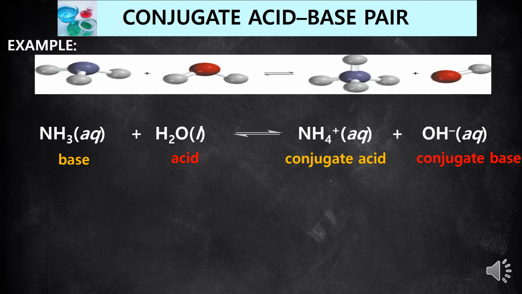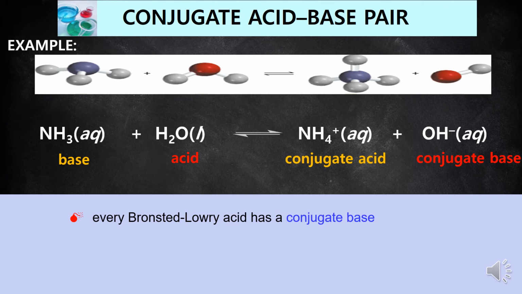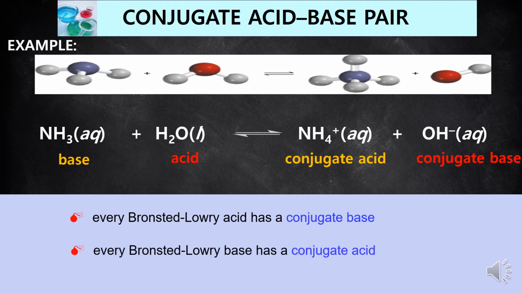its conjugate acid. When the Bronsted-Lowry acid releases proton, the resulting species is conjugate base. And when the Bronsted-Lowry base accepts proton, the resulting species is conjugate acid. So, from the above equation, we can say that the ammonia and ammonium ion as a conjugate acid-base pair. And the same thing goes to water and hydroxide ion.